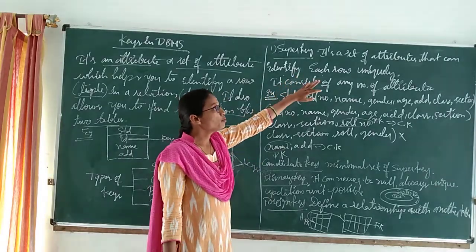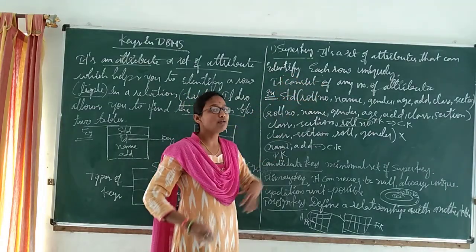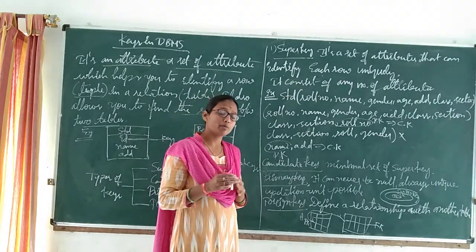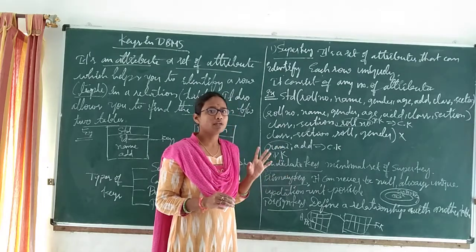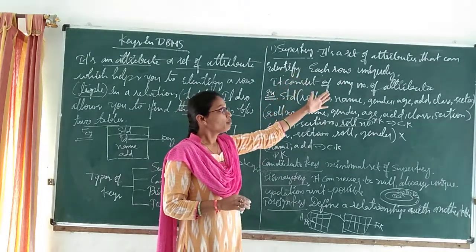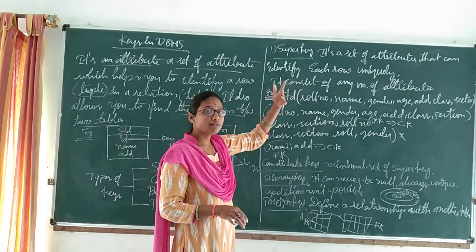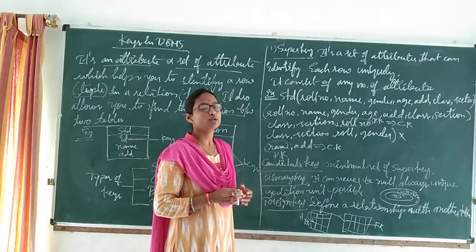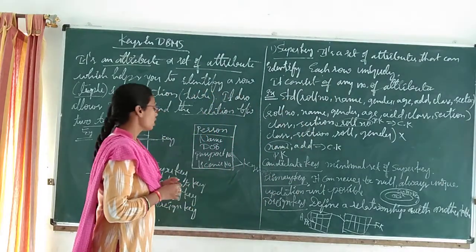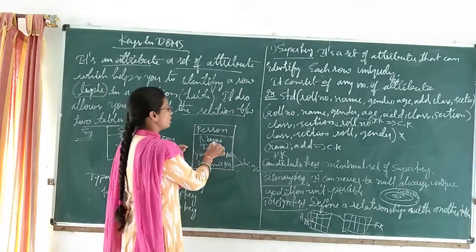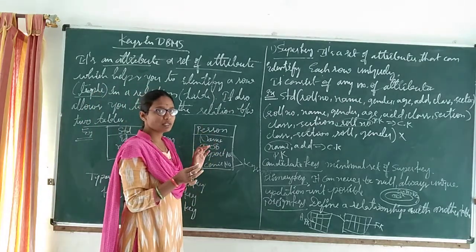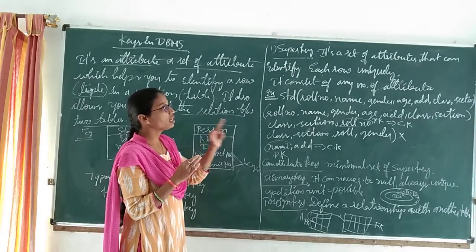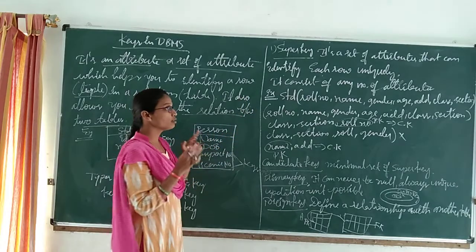It is a set of attributes that can identify each row uniquely. What is a super key? A key is nothing but an attribute or set of attributes. It is a set of attributes that can identify each row uniquely, so the details are uniquely stored.